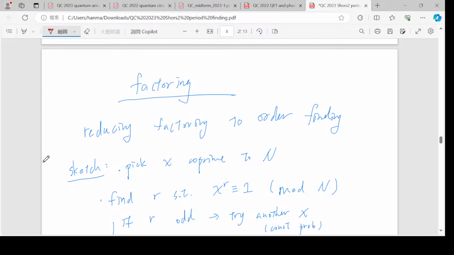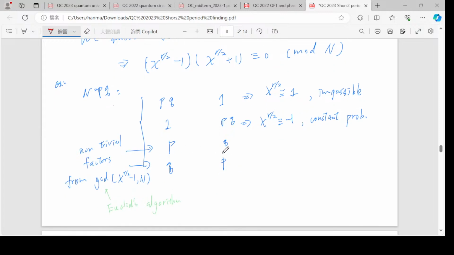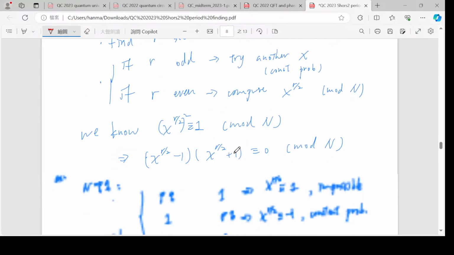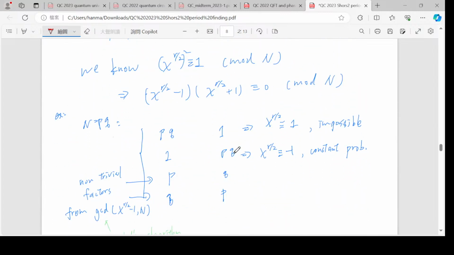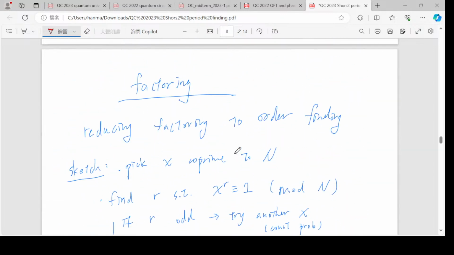Okay, so we say that we can do factoring by doing order finding, but we don't have too much time. This is a bit complicated, so maybe we'll just do a little sketch here and stop. Okay, so how do we do factoring by doing order finding?